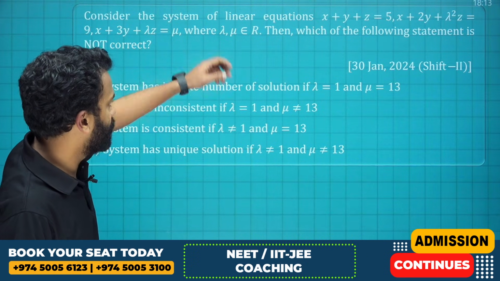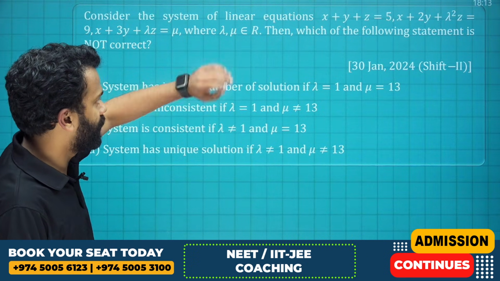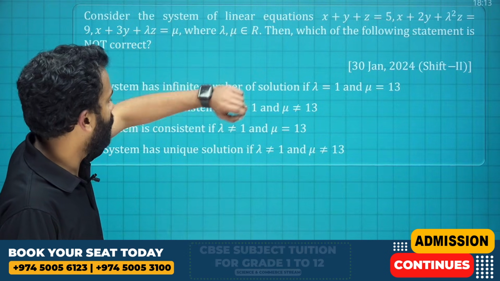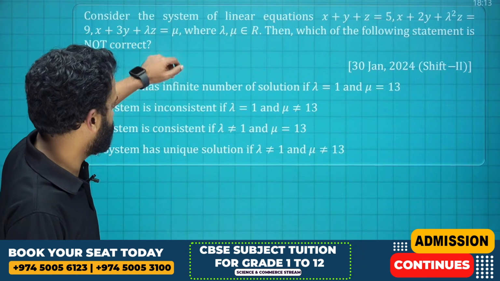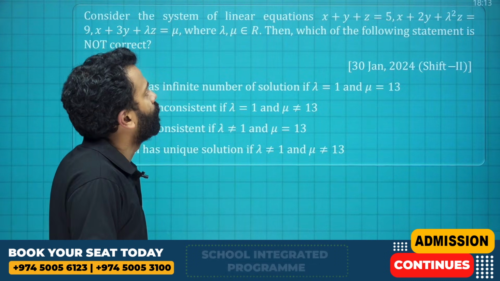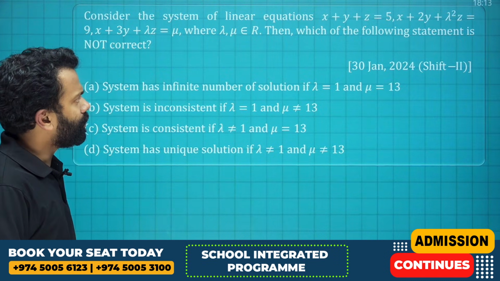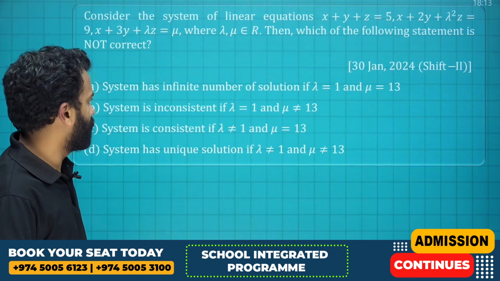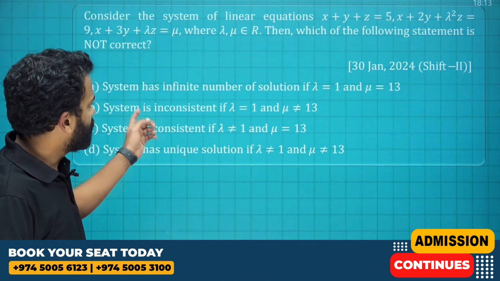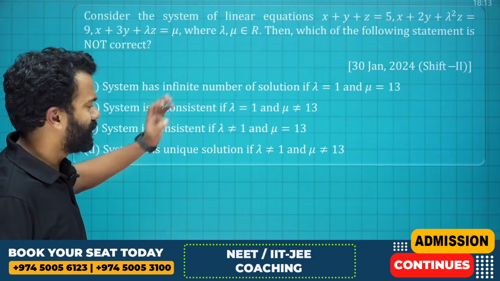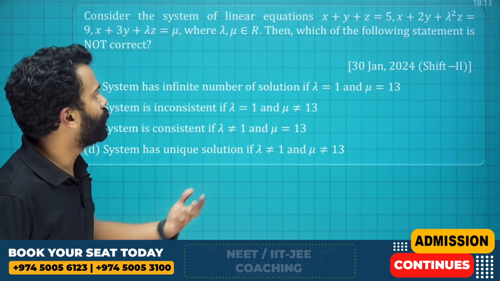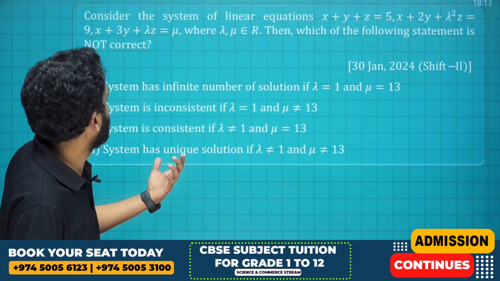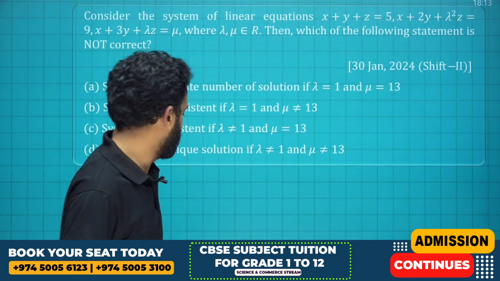Consider the system of linear equations. Three equations are given: x plus y plus z, x plus 2y plus lambda squared z, x plus 3y plus lambda z is equal to mu, where lambda, mu are elements of R. Then which of the following statements is not correct? The option that the system has an infinite number of solutions we can deal with later, after sorting out this one. So I'm going to formulate delta 1 and delta 2. Okay, let's do this.